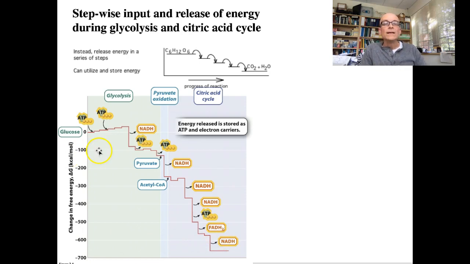Okay, so what you should take away from this is that this is a stepwise input of energy and output of energy during these two pathways. And we're adding ATP at the beginning, but we're getting a bunch of NADH. And later on you will see how each of these NADHs can produce a ton of ATP. All right, so now let's go back here to glycolysis and look at it in a little bit more detail.